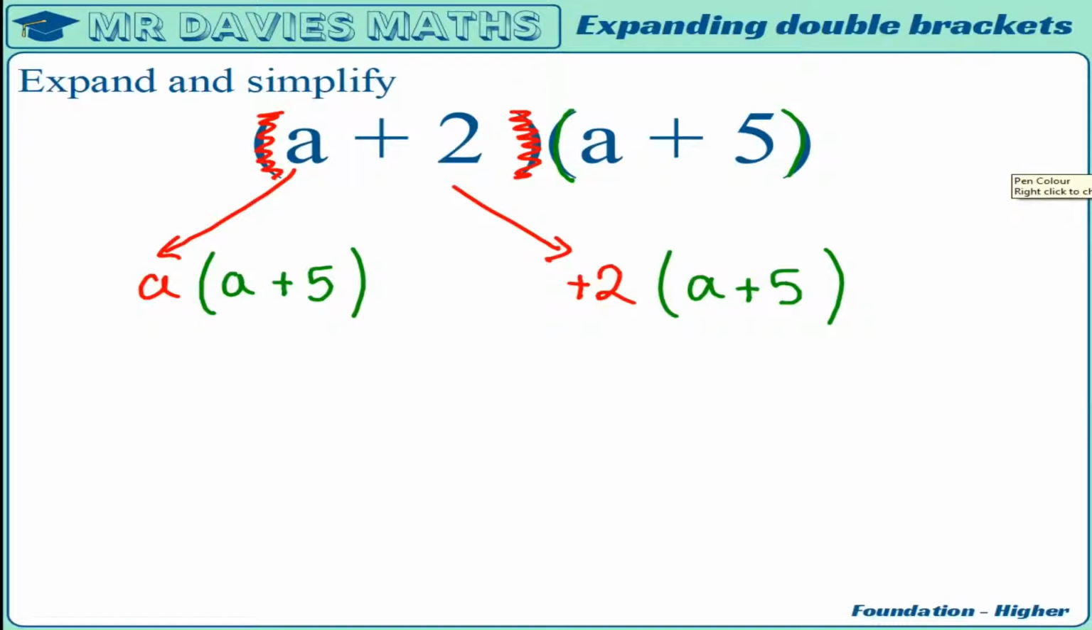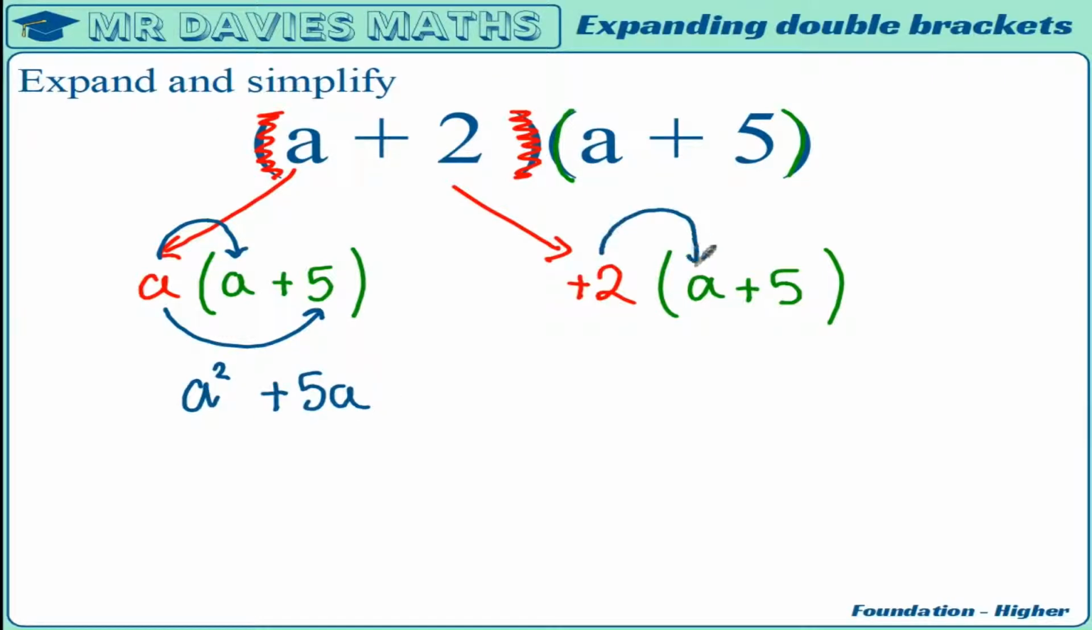So here we go. I've got A times by A, which is A squared, and A times by 5, which is positive 5A. There's the first one done. Second one, I've got plus 2 times by A, which is positive 2A, and plus 2 times by plus 5, which is positive 10. What we've done now is we've completed the expand part of the question.